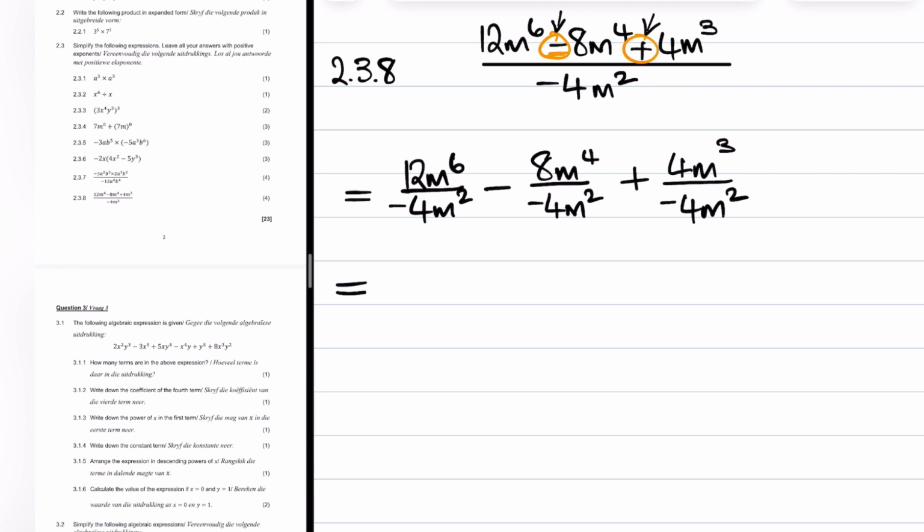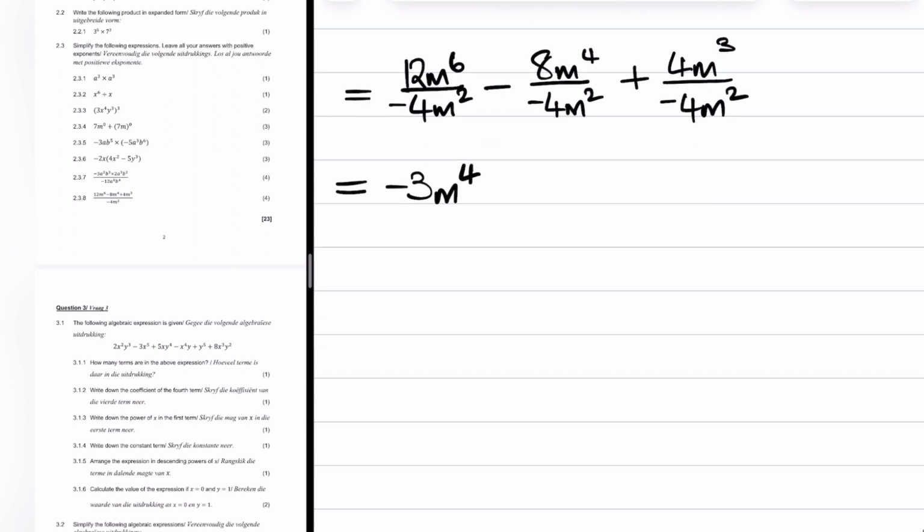And that means that we can then, for the first term, we've got 12 divided by negative 4, gives us negative 3. And m to the power 6 divided by m to the power 2 gives us m to the power 6 minus 2, so that's m to the power 4.